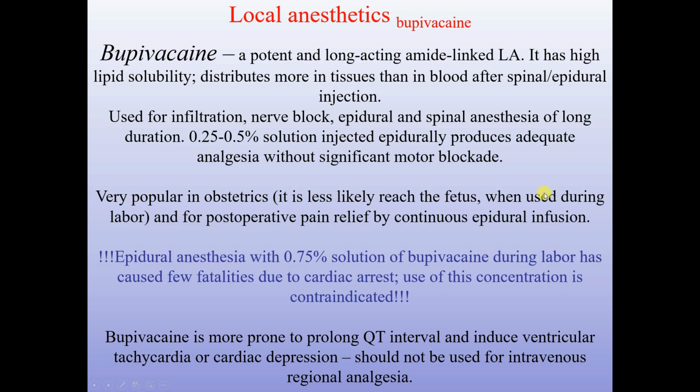Next one is bupivacaine. Bupivacaine, a potent and long-acting amide-linked local anesthetic. It has high lipid solubility, distributes more in tissues than in blood after spinal epidural injection. Used for infiltration, nerve block, epidural and spinal anesthesia of long duration. 0.25 to 0.5% solution injected epidurally produces adequate analgesia without significant motor blockade.